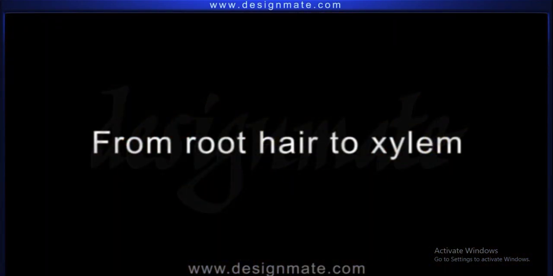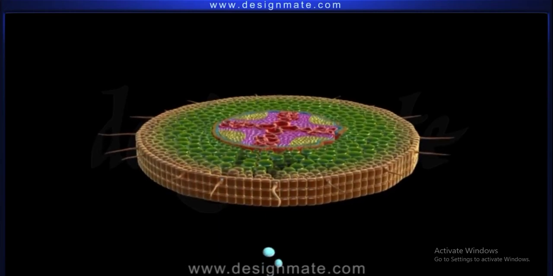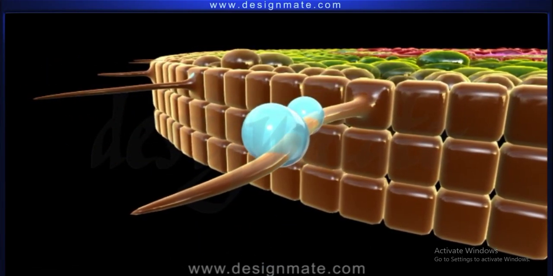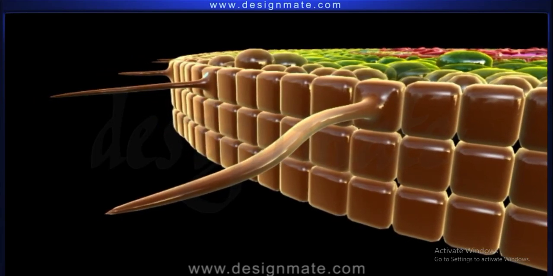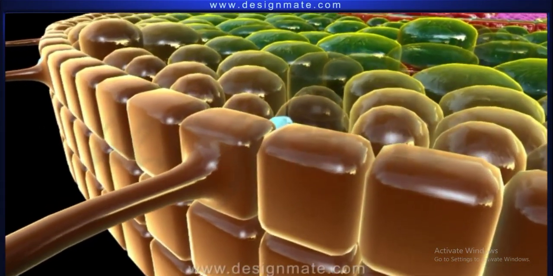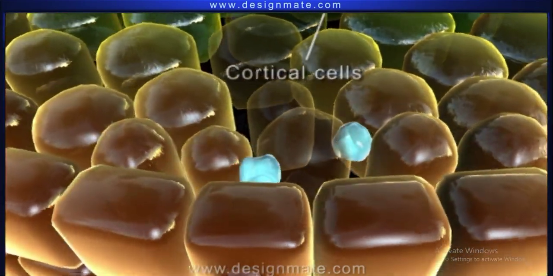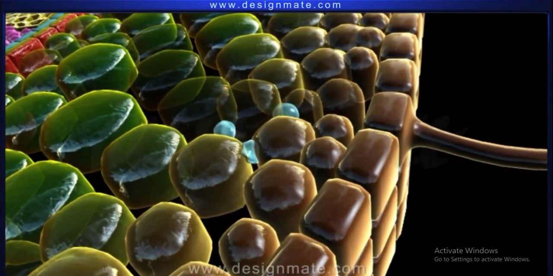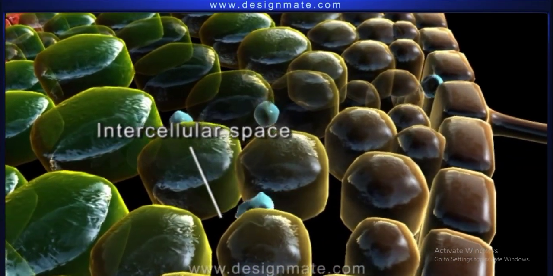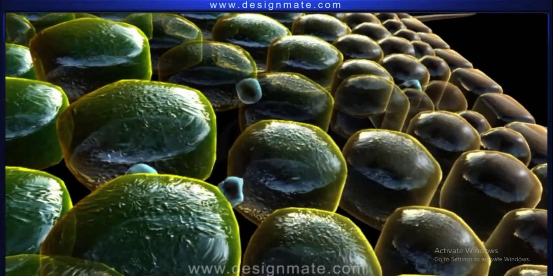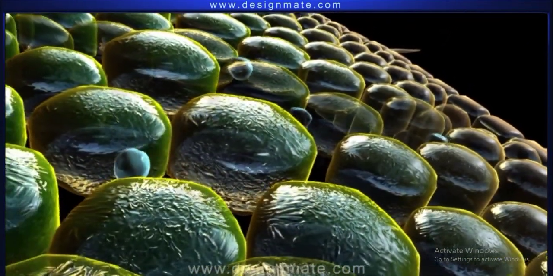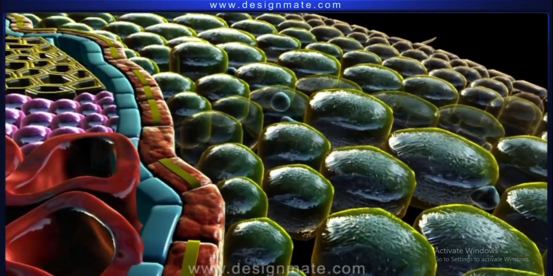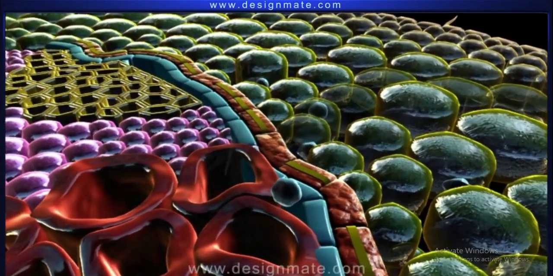From root hair to xylem. Water enters through the root hair and moves through the cell walls of the cortical cells, while some amount of water enters the cytoplasm of the cortical cell. Water present between the cell walls then crosses the intercellular space and moves through the cell wall of another cortical cell. In this way, the H2O goes on passing through the cell walls along the cortex and reaches the xylem.